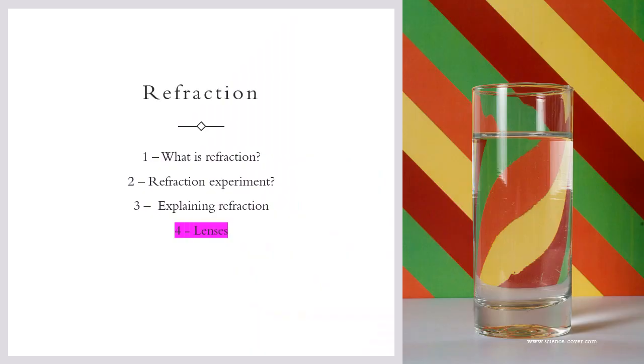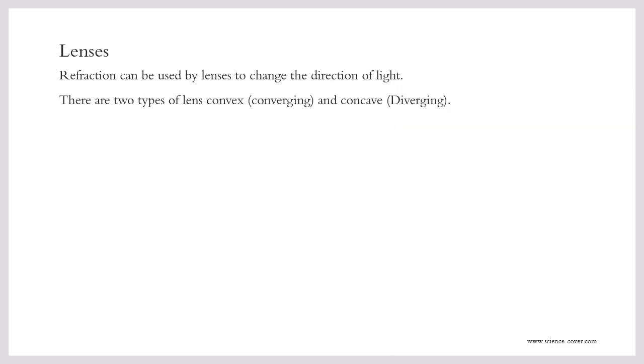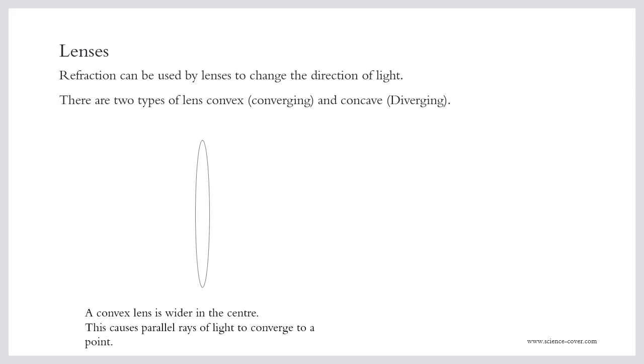Now let us look at how we use refraction in lenses. Refraction can be used by lenses to change the direction of light. There are two types of lens: convex or converging, and concave or diverging. A convex lens is wider at the center. This causes the parallel rays to converge to a point. We call this point the focal point.